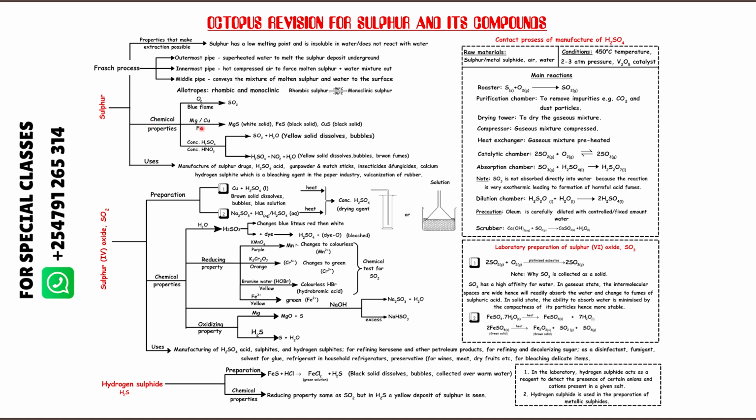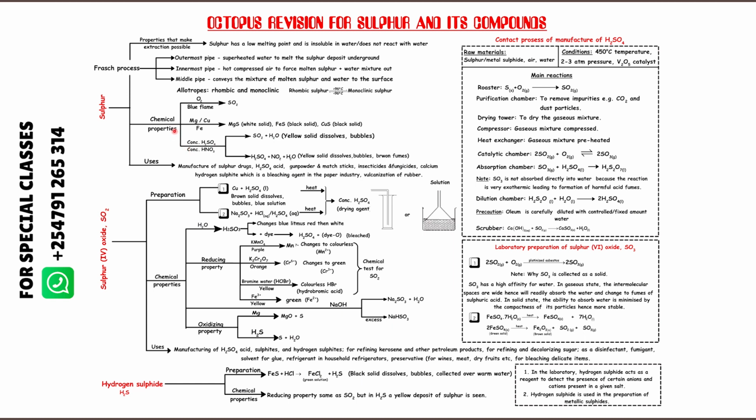Sulfur will react with metals to form the corresponding metal sulfide. Like sulfur with magnesium, you get magnesium sulfide, which is white. Sulfur with copper, you get copper sulfide, which is black. Sulfur with iron, you get iron(II) sulfide, which is also black.